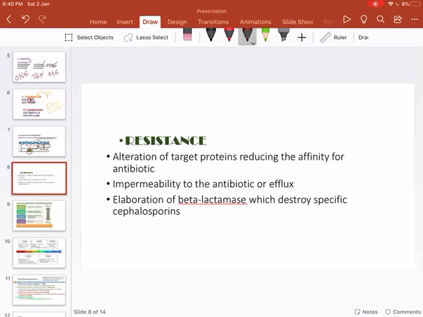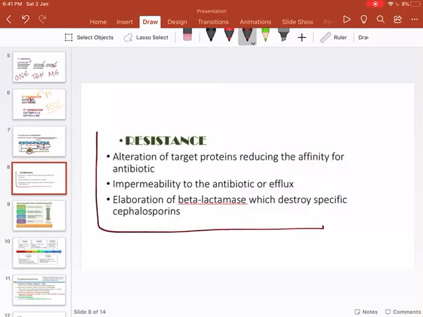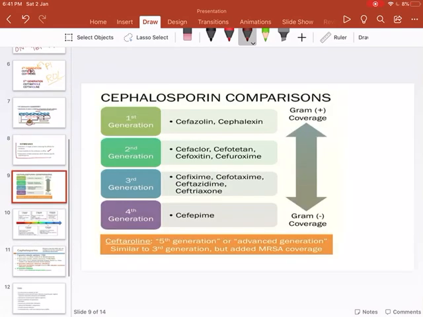Now resistance. How do these microorganisms develop resistance? It is by 3 mechanisms. The first mechanism is alteration of target proteins, reducing the affinity for antibiotic. As you can see here, transpeptidase is a target protein. They alter this target protein. The next resistance mechanism is impermeability to the antibiotics or developing efflux pump out mechanisms. The next resistance mechanism is elaboration of beta-lactamase, which destroys specific cephalosporins.